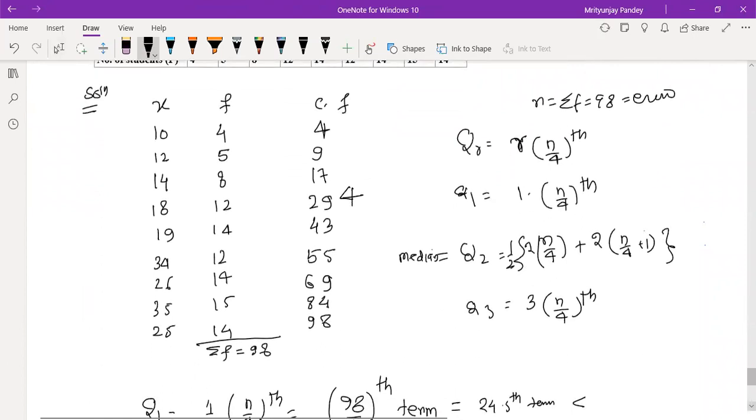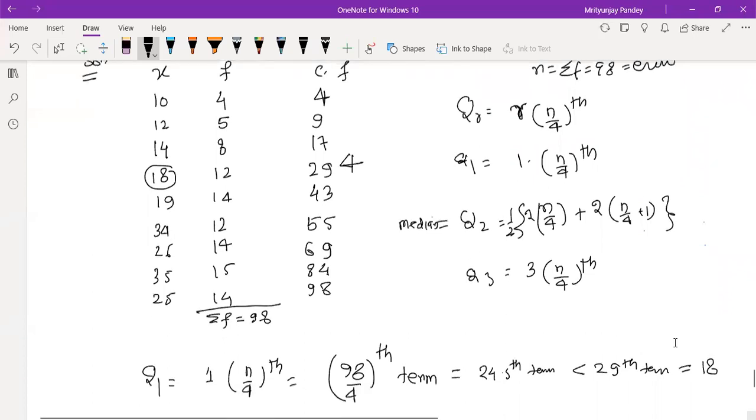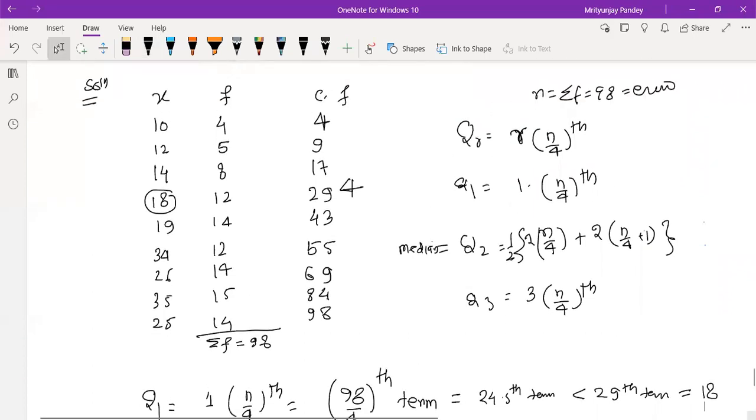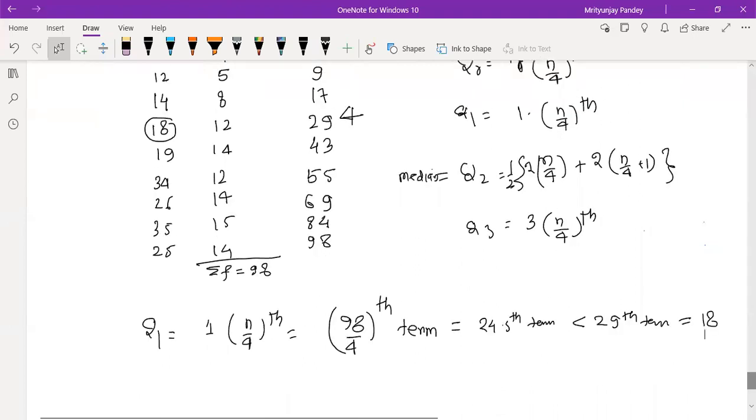इससे just छोटा है. तो 29. तो 29 पोजीशन पे डाटा क्या है? 18. 18 is the final answer. Is it clear? अभी Q3 कैलकुलेट कर लेते हैं because Q2 के लिए थोड़ा एफर्ट ज्यादा लेना है, so you have to find Q3 first. 3 टाइम, ये 1 की जगह 3 लिख दिया, n by 4th term.